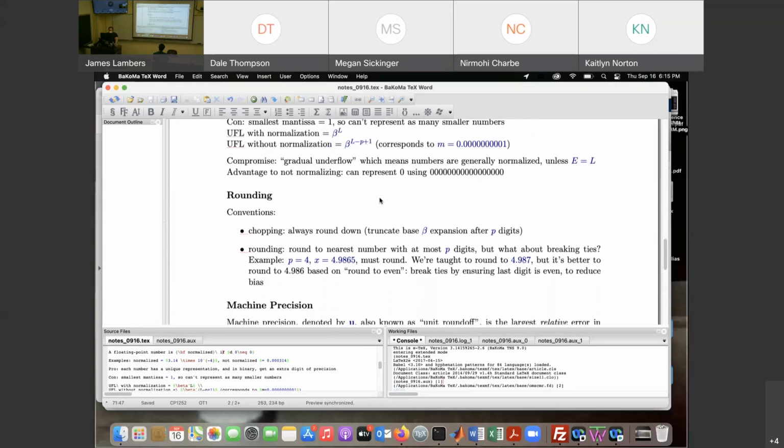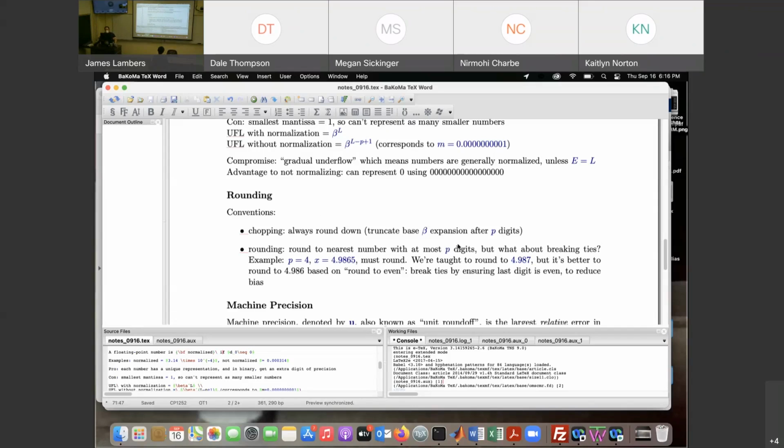It depends on the convention involved. For example, if you have the expansion of a number, like if you could represent it using infinitely many digits in whatever base, like however many digits of pi as you want, then chopping is when you simply round down. So you simply truncate the expansion after a certain number of digits. So p digits is what is available to you. But that is, of course, not as accurate as rounding, where you round to the nearest number that has a number of digits that can be represented.